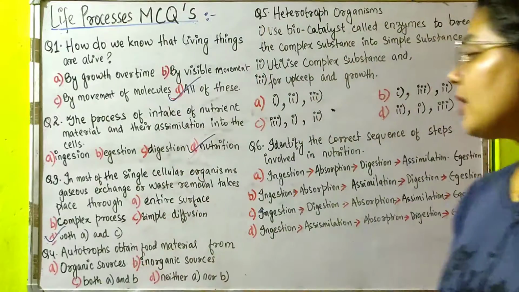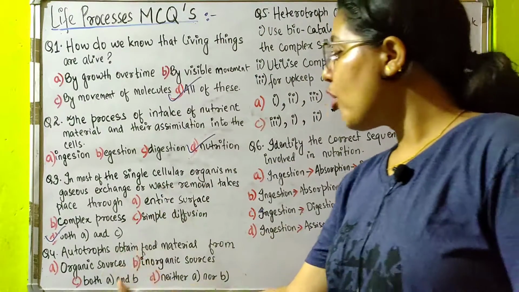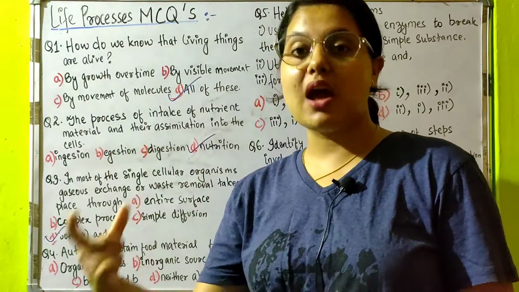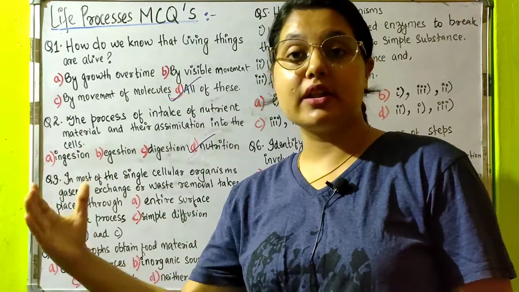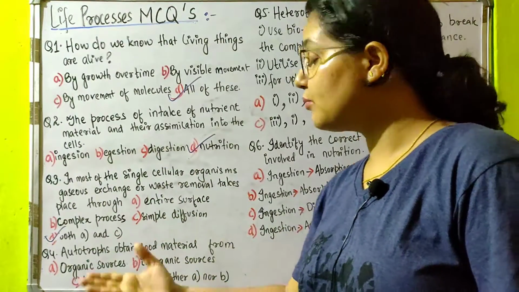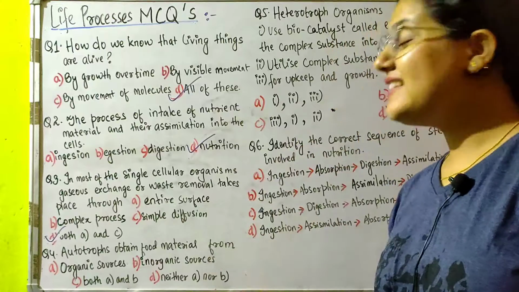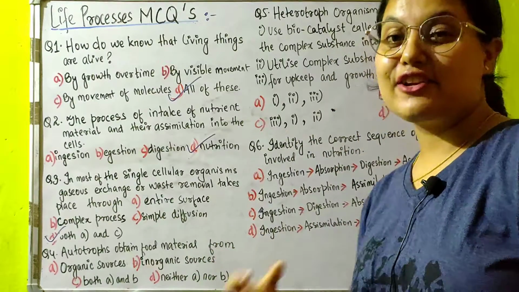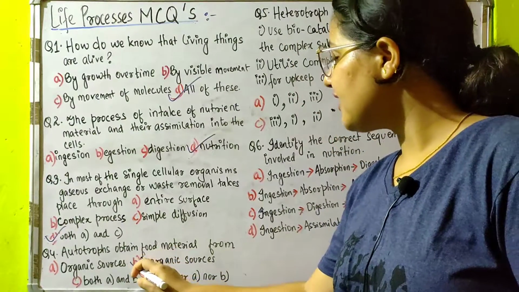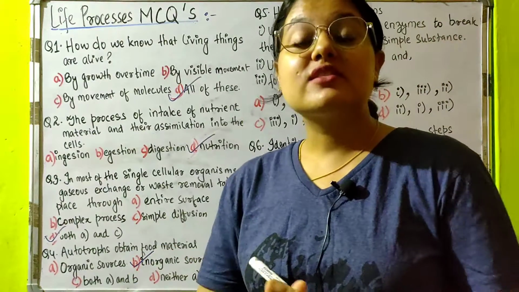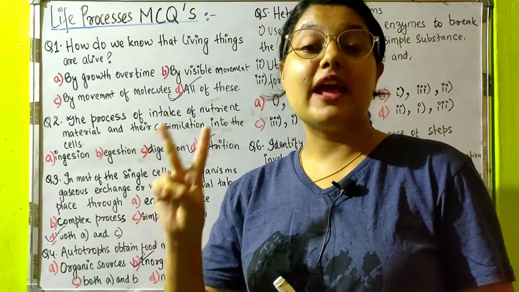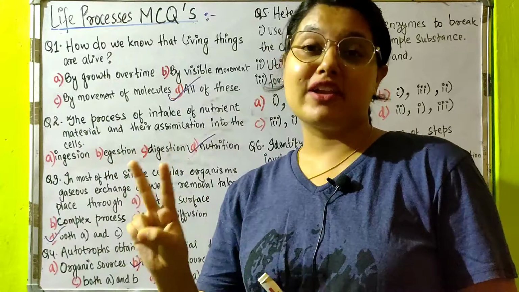Now coming to the fourth one: autotrophs obtain food material from. Autotrophs means plants. They obtain food material from organic sources, second is inorganic sources, third is both A and B, and D is neither A nor B. What do you think is the answer? The answer is inorganic sources, because the plant obtains food from carbon dioxide and water, and both of them are inorganic sources.